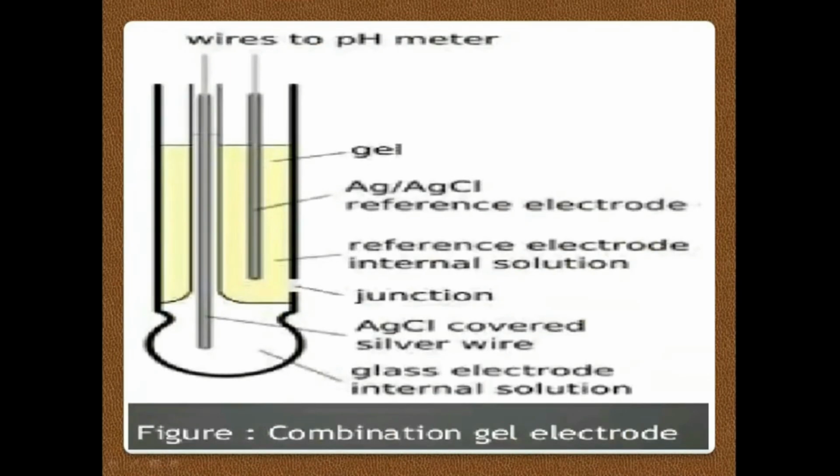This is the combination electrode, where both the calomel electrode and glass electrode are combined. Wires go to the pH meter. Two electrodes are inside. This is the gel, with a silver chloride reference electrode, and the reference internal solution is here. This is the junction. Then a silver chloride covered silver wire is here. Another electrode is the glass electrode, where internal solution enters inside.